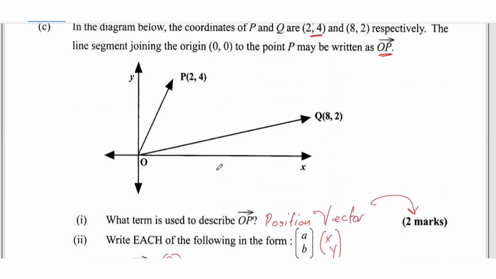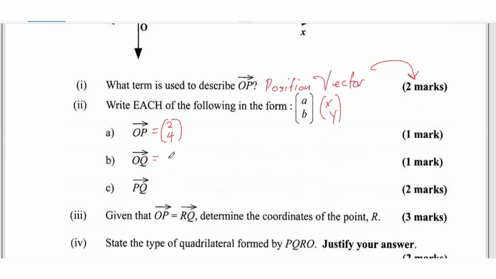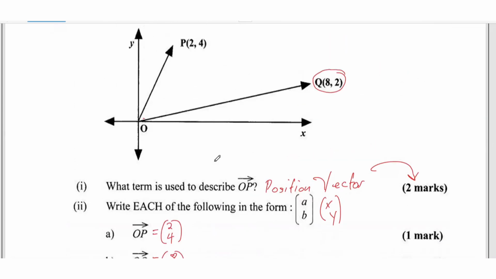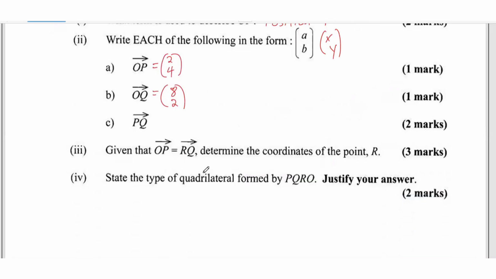OQ, take a look at OQ. So OQ has to do with the point Q from O. We're going to have to turn it in a vector form. So it's a column vector, 8, 2. Right, so we have that. So those are the 2 marks we pick up very quick, very easily.